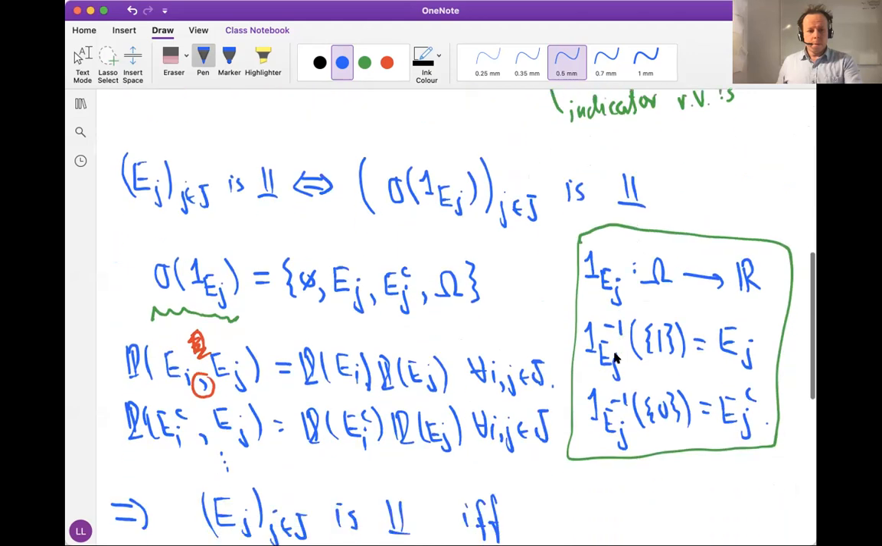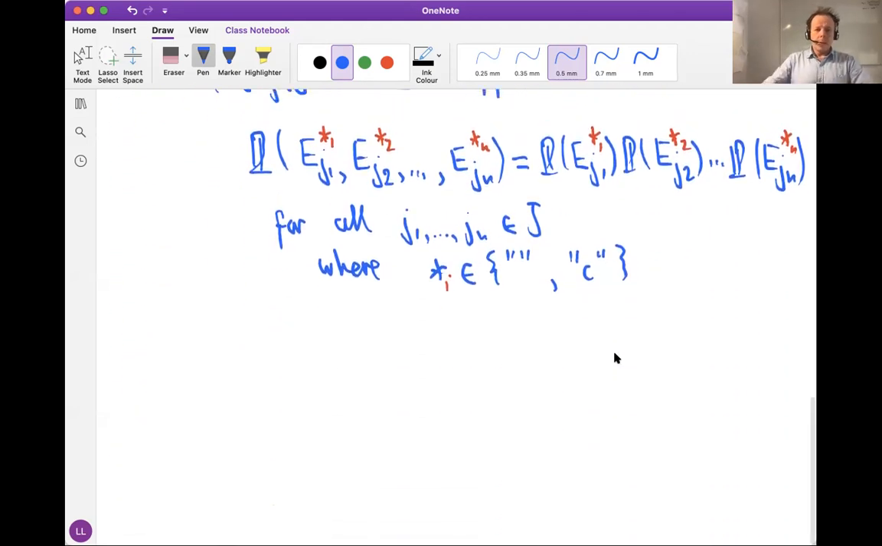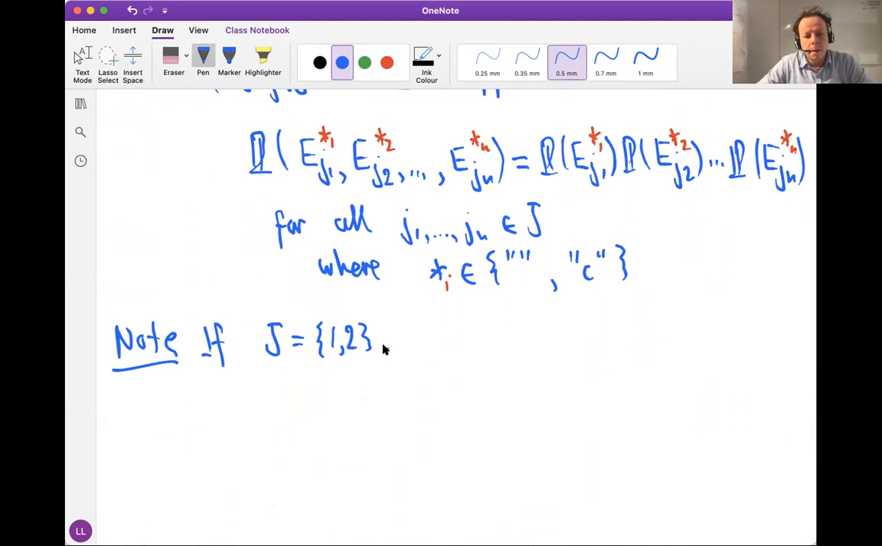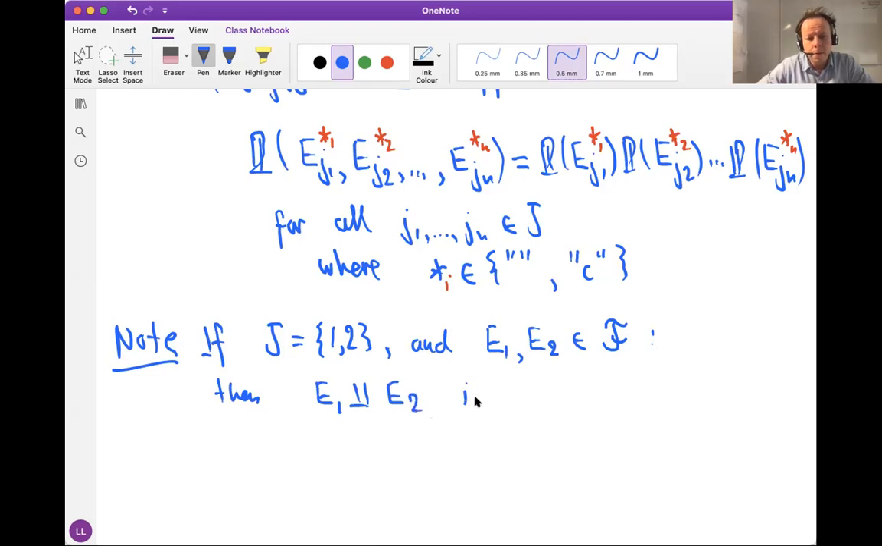Let's make one example still about this. So let's make a little note. Assume that J is a collection of two indices, and we are looking at only two events. So we take two events in our sigma algebra F, and then actually we can verify that these two events E1, E2 are independent if and only if their probabilities factorize.